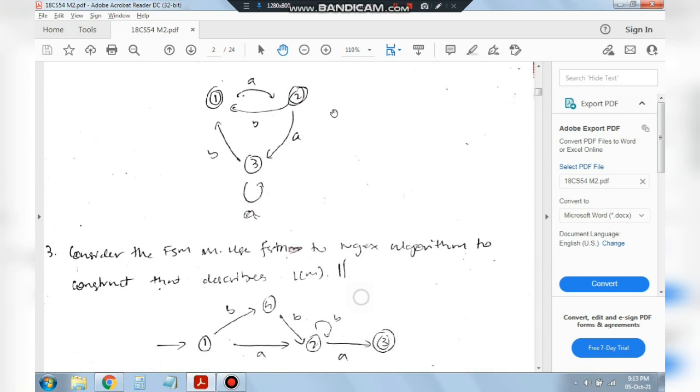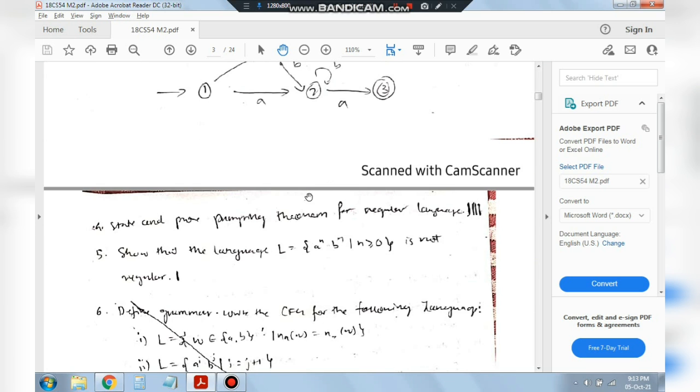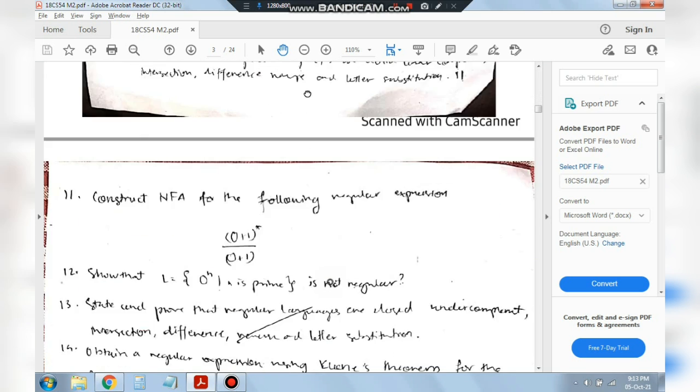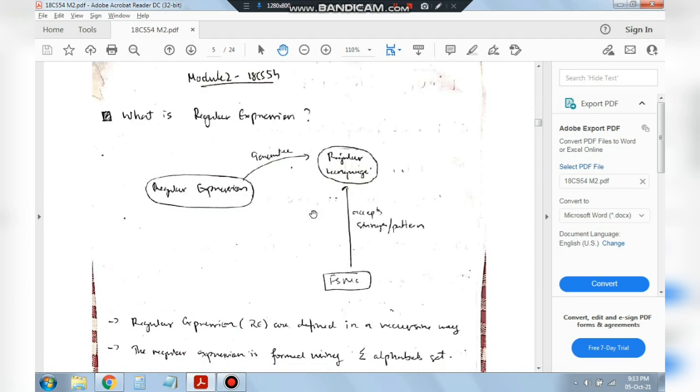These are the previous year questions, and most of these questions we will be solving in the theoretical explanation itself. So we will be coming back to these questions and having a discussion on them as well. Let's get started with the topics. The first one is, what is a regular expression?